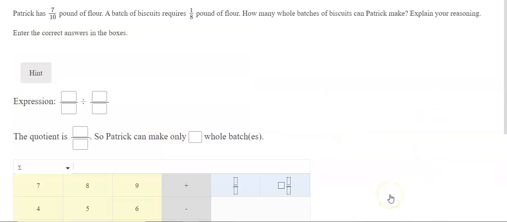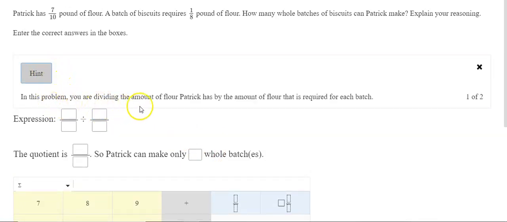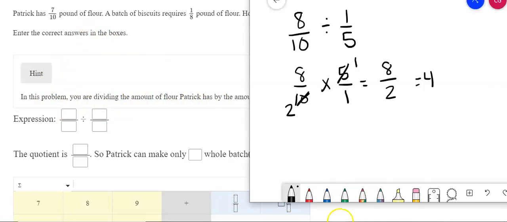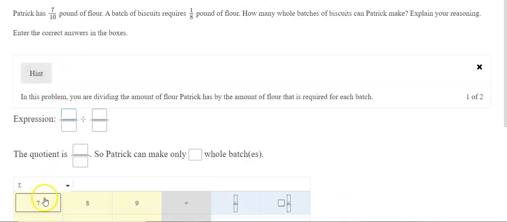Number 5. Patrick has 7/10 pound of flour. A batch of biscuits requires 1/8 pound of flour. How many whole batches of biscuits can Patrick make? So in this problem, you're dividing the amount of flour Patrick has. He has 7/10. We're going to divide it by 1/8. So 7/10 divided by 1/8.